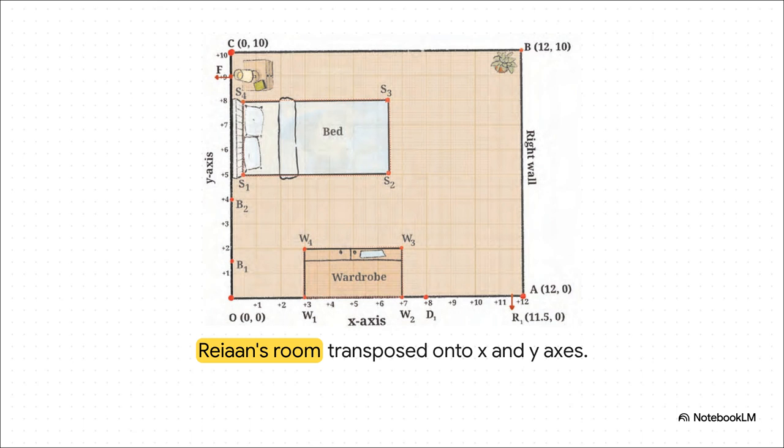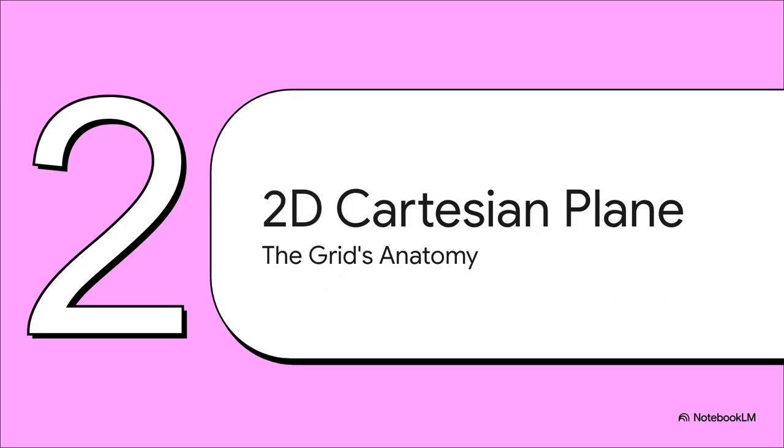All of a sudden, math isn't just weird symbols on a page anymore. It's a highly structured way to describe our actual physical reality. And that's really your first big takeaway today. Coordinate geometry is an incredibly practical tool for mapping out space. Let's move into Section 2 and look at the anatomy of this grid we keep talking about.